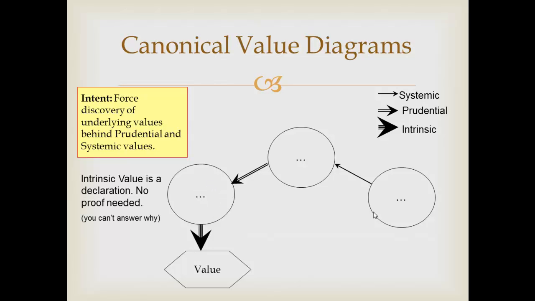Intrinsic values are declarations. There's no proof needed. In fact, you can't answer why they are important. Prudential value is about assertions. This is about things that we know about our universe. We believe something is good because of what we know. And systemic values are constraints. This is a brief summary of what we have discussed so far.